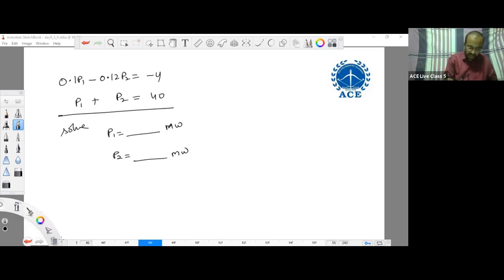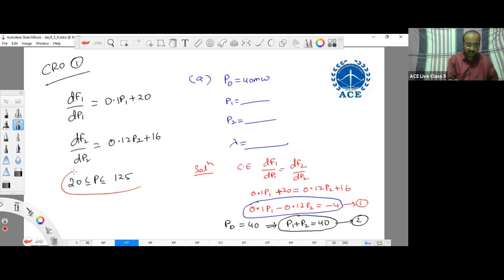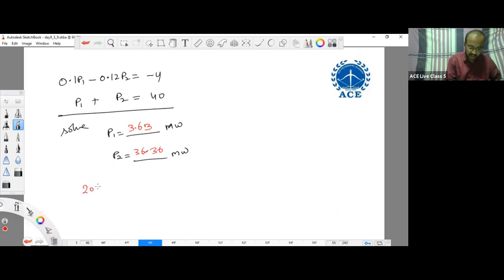You will get P1 value as 3.63 megawatt and P2 as 36.36 megawatt. So these are the values that you get. Now observe what are the limits that are given in the question: 20 less than or equal to P less than or equal to 125 megawatt. These are the limits. But observe which one is violating.